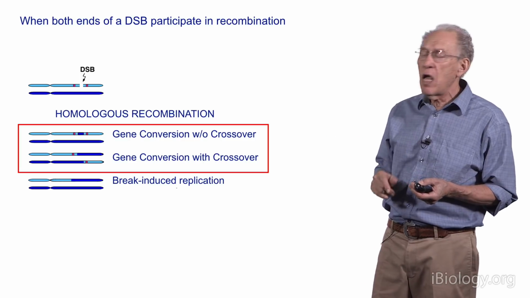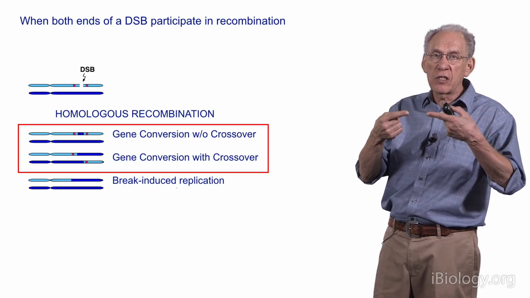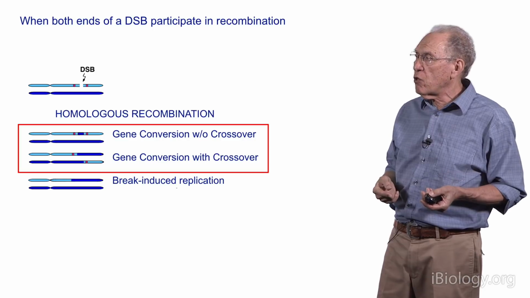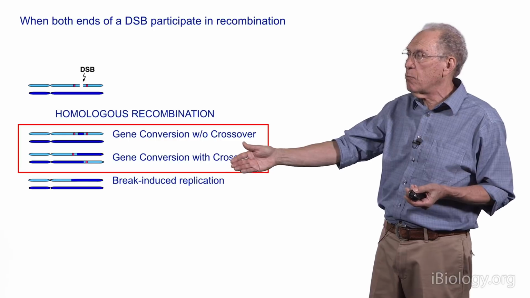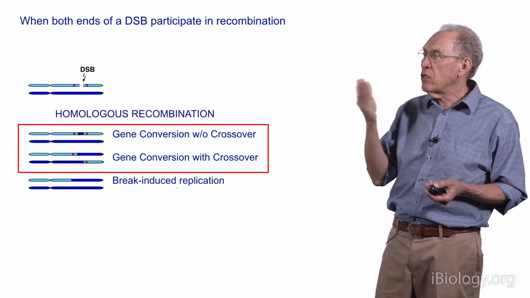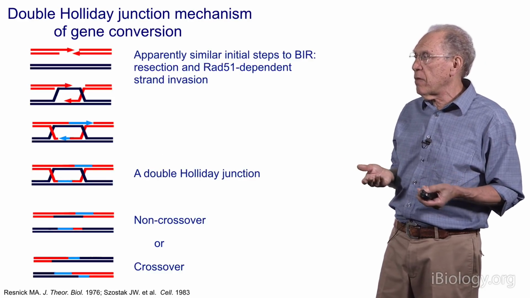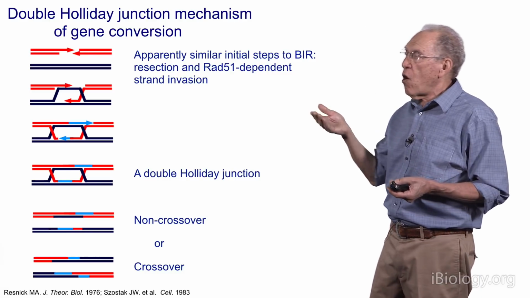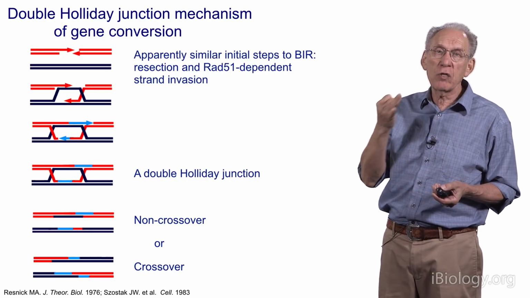Now I'll say something about another process which is called gene conversion, and the difference here is that both ends of the double-strand break can participate in the repair event. And the result of this is that instead of needing to synthesize a huge long distance, as happens in break-induced replication, just a little patch of new DNA synthesis is required to patch up the broken chromosome. And a mechanism by which this happens is illustrated here, and it involves the formation of an intermediate we haven't seen so far, which is not one Holliday junction, but two.